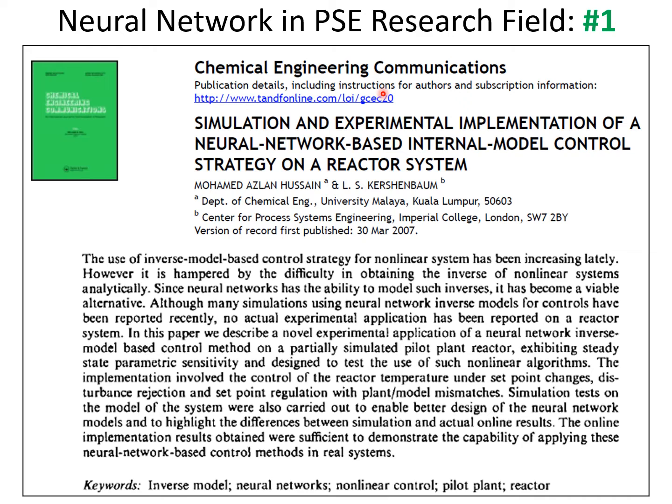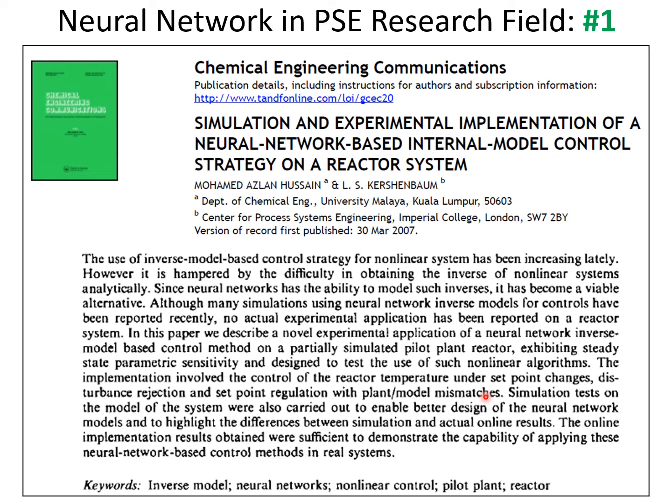It was published some time ago, 2007, in Chemical Engineering Communication, using an inverse model based control strategy for nonlinear systems. We have used it to control the partially simulated pilot plant reactor, mainly the temperature, which this system exhibits steady state multiplicity and is also a nonlinear system. So we use it for set point and plant modification.